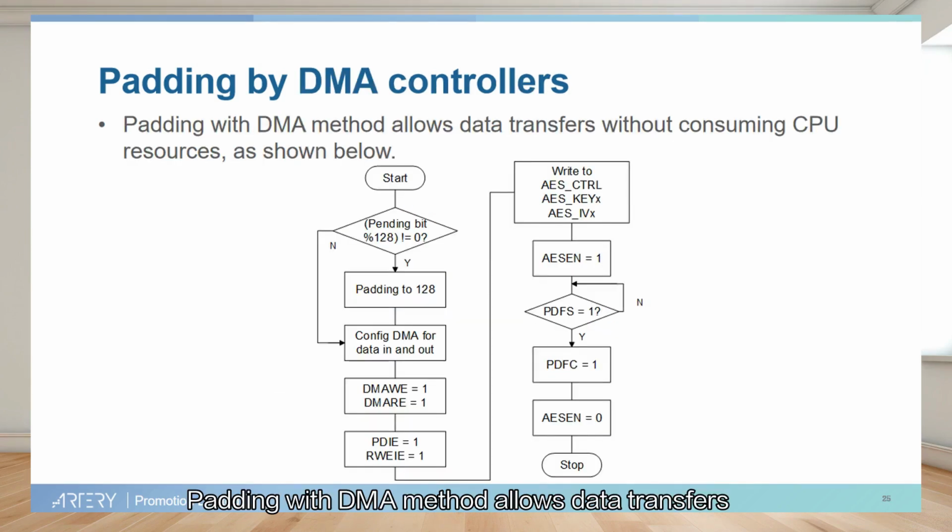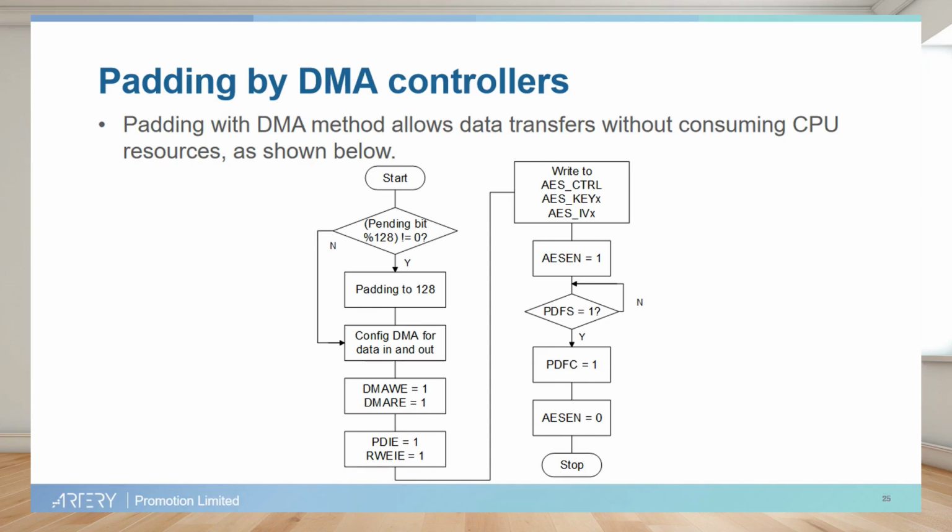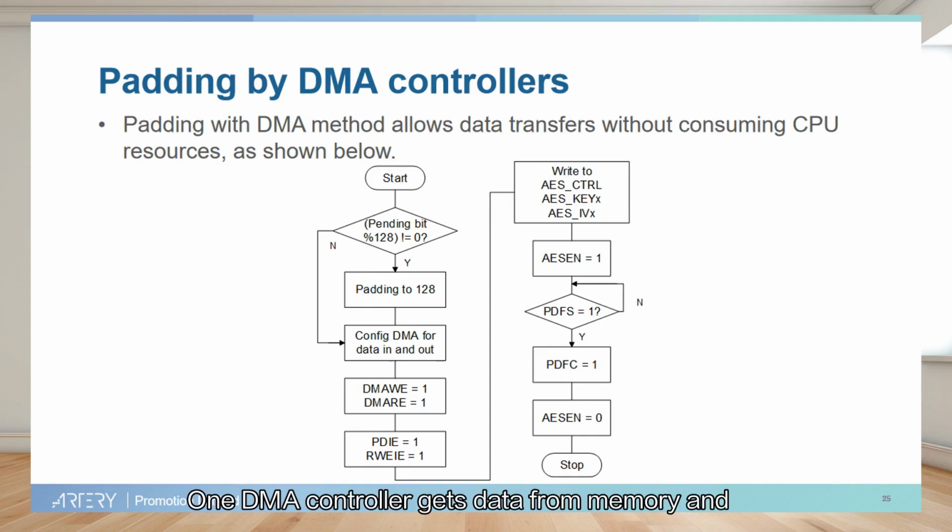Padding with the DMA method allows data transfers without consuming CPU resources. Follow the below steps. First, if the to-be encrypted data is not a multiple of 16 bytes, pad the data at the end with 0 to a complete data block. Second, configure 2 DMA controllers and then enable. One DMA controller gets data from memory and then fills into the AES_IDT register. Another DMA controller gets the processing result from the AES_ODT register and then writes into memory.